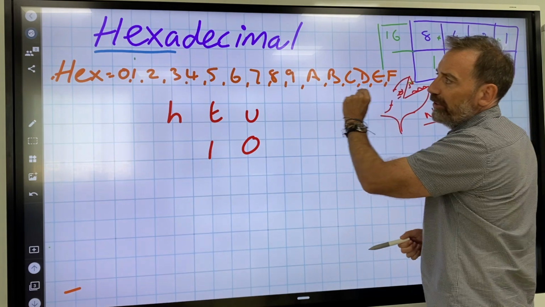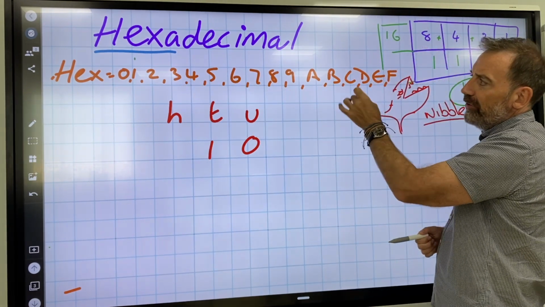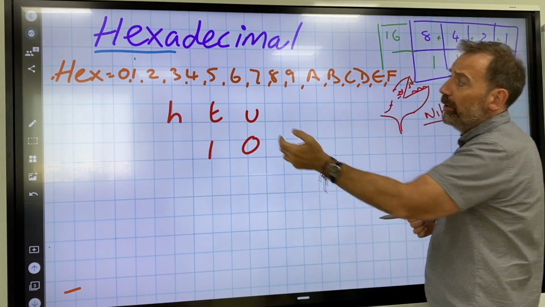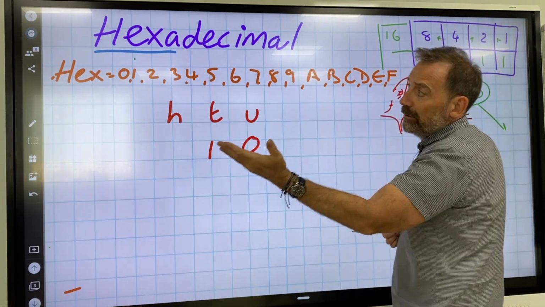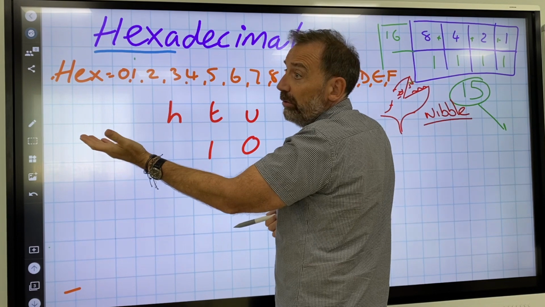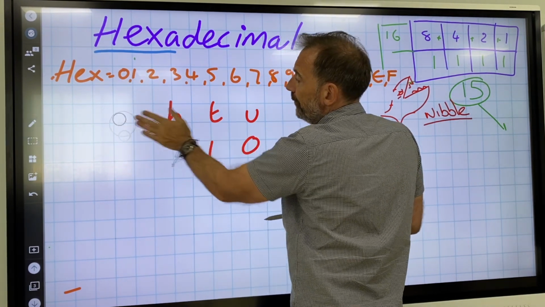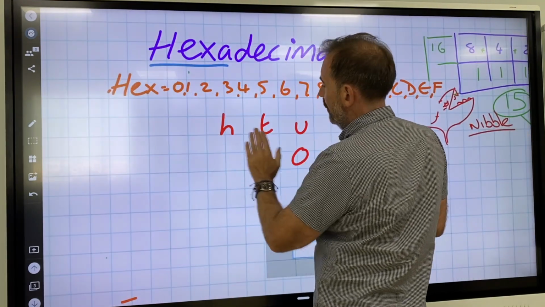It's all single digits. Base 10 is all single digits, 0 to 9. And then you could argue base 2 is single digits, 0 and 1. Yeah?